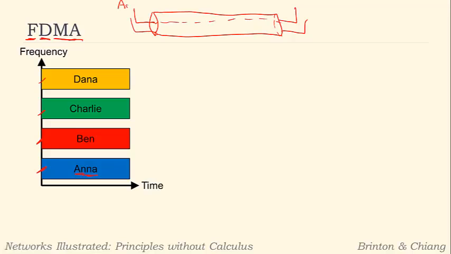Say this is Anna, and this is whoever's receiving Anna's message. And this is Ben, and this is whoever's receiving Ben's message. This would be on one frequency band, say it's A. And this is on another one. We'll say that's B.